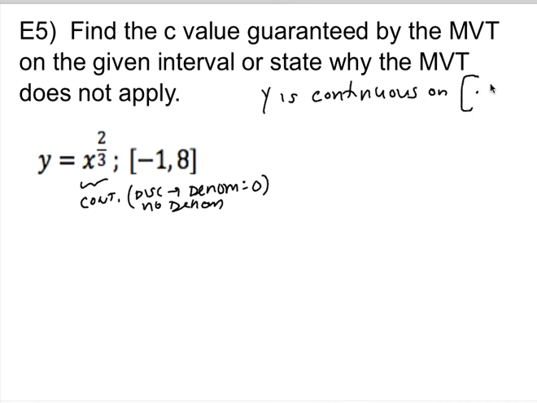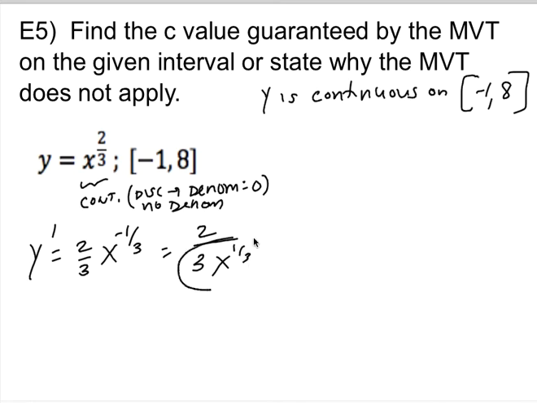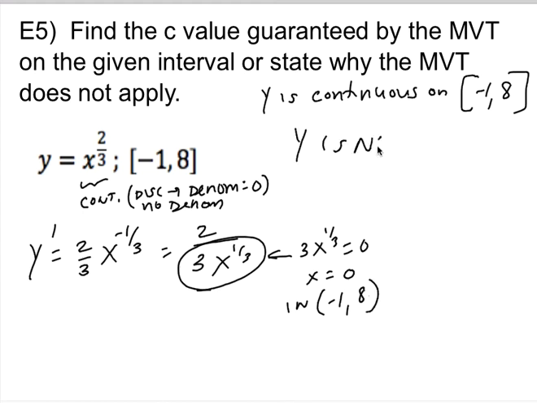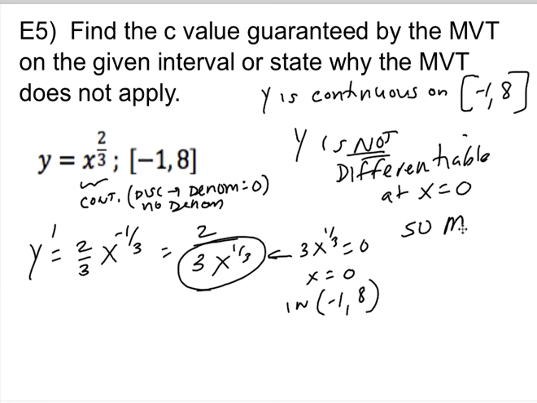on this window, right? But it's not going to be differentiable, because if you try differentiating this, you're going to get 2/3 x to the -1/3. Suddenly you have something in the denominator, so now there's a denominator. This thing is going to have a problem when 3x to the 1/3 is 0, which is at x equals 0, which is in the window. So y is not differentiable at x equals 0, so the MVT does not apply. And that's it, but you have to justify why the MVT doesn't apply.